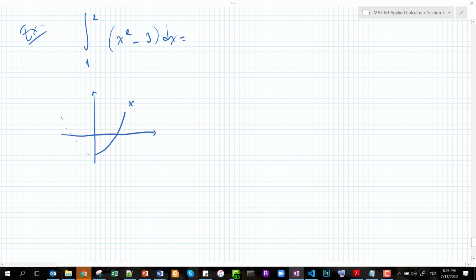Let's solve a couple of examples. So the integral from 1 to 2 of x squared minus 3 dx. As you see, this could be seen as an area problem under the curve, since the curve of this function is x squared minus 3, something like that. This is the curve I'm talking about.